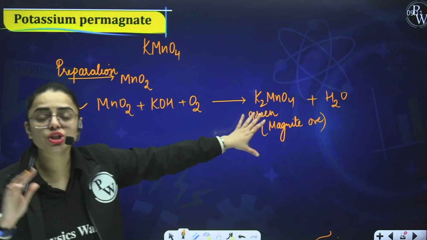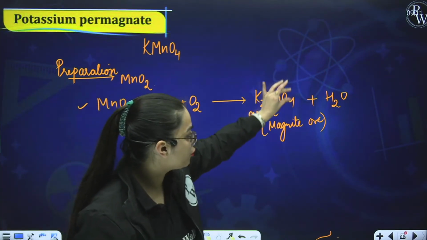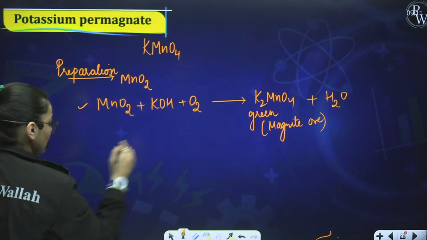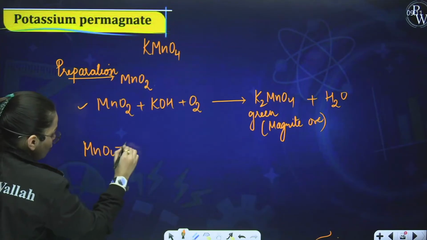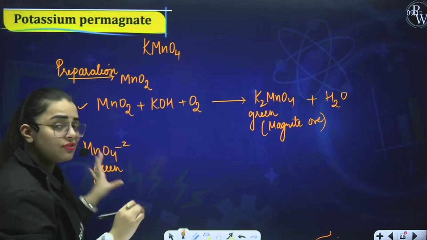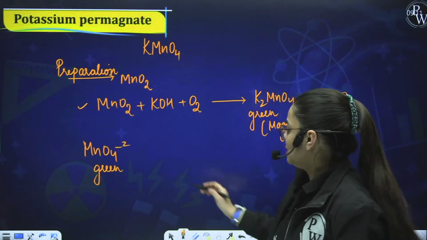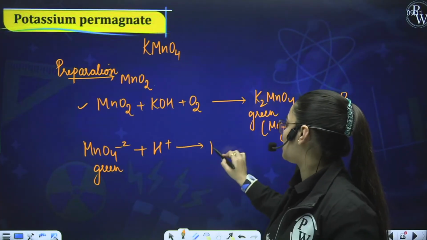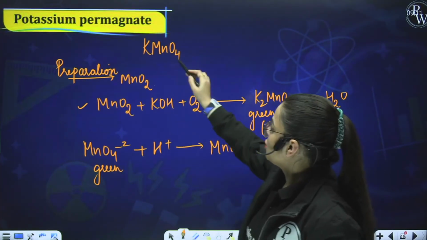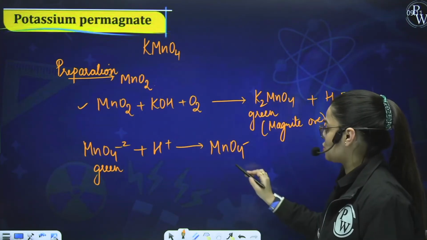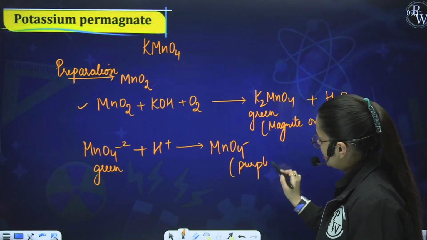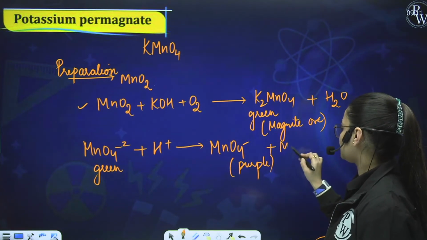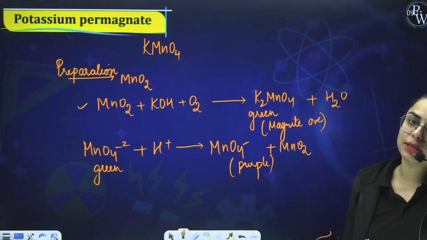Now from this, which kind of ion are you getting? MnO4 minus 2, because potassium is in +1 oxidation state, so we are getting MnO4 minus 2, which is green in color. Now this will further react with H positive. What shall it form? It shall form the purplish color ion, which is MnO4 negative. So we obtained our ion from here, liberating MnO2 as a byproduct.